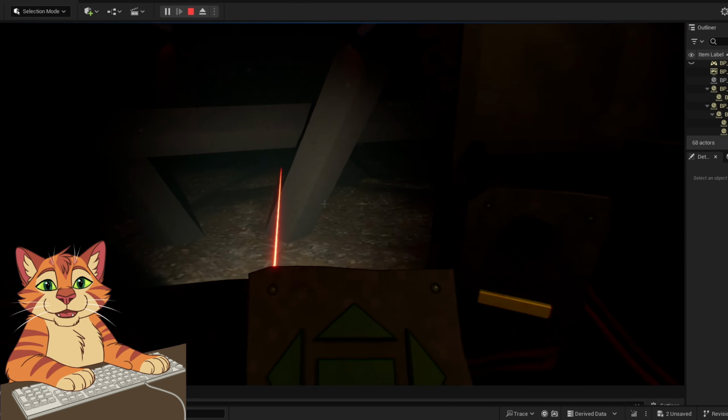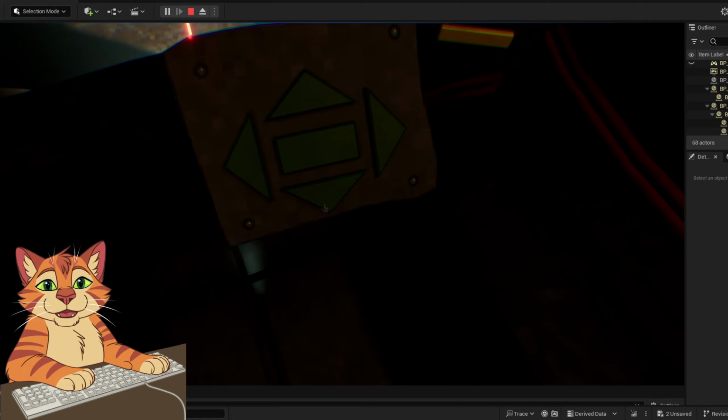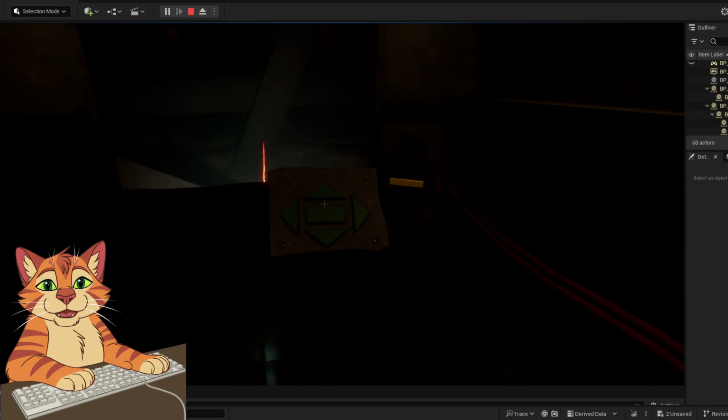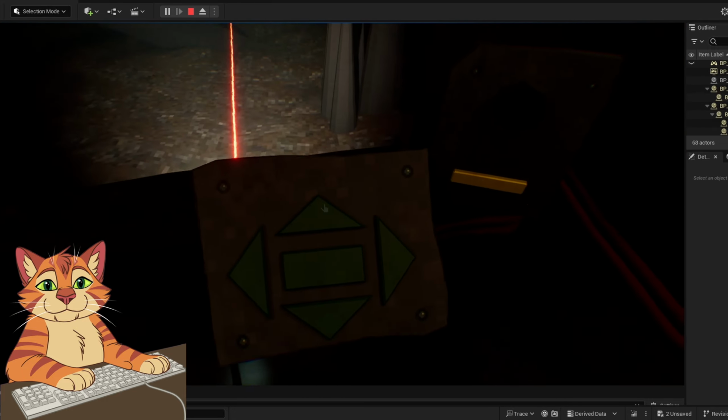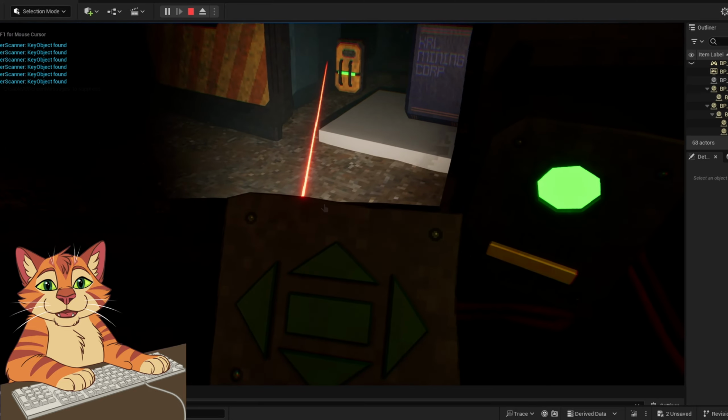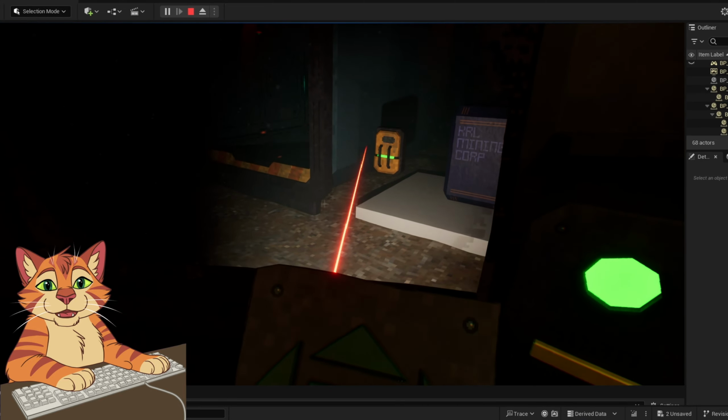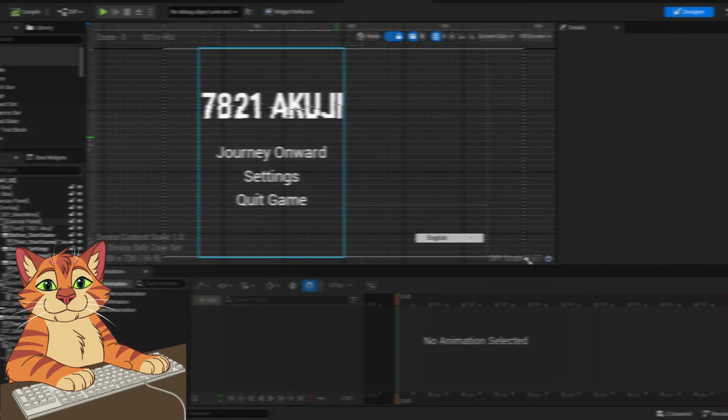At the moment, I have the submersible working. It has the controls. It can take damage and react to collisions and stuff like that. There is also a lock and key system, a very basic and common system.